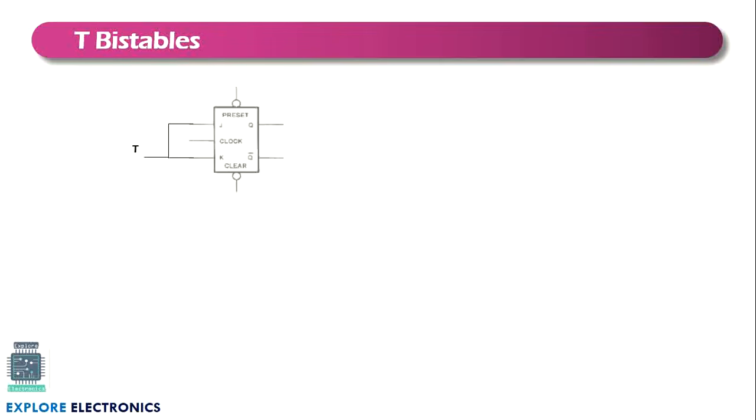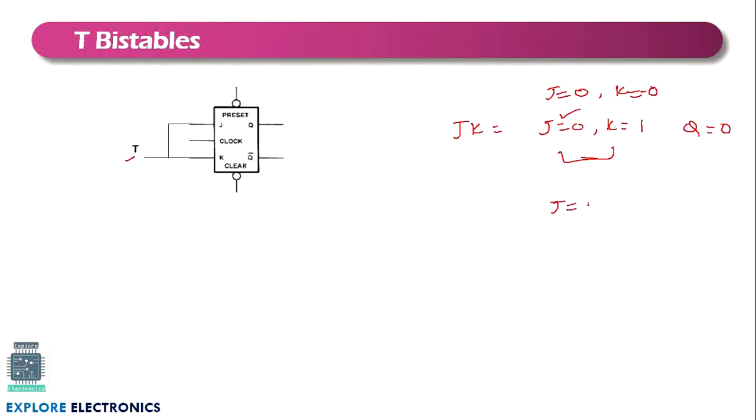And then we have the T bistable. T bistable is simply made by connecting J and K, treating these two as input T, and we can say this is a T bistable. In JK bistable, as we have seen, when J is 0 and K is 1, output Q will be 0 because J is equal to 0. When we connect J and K, the two possibilities are J should be 0 and K should be 0, and J should be 1 and K should be 1. Then only we can connect these two.